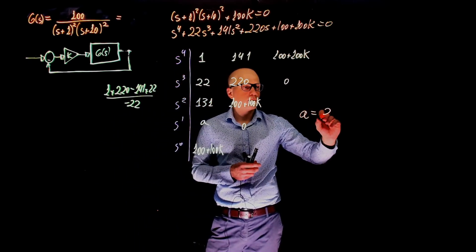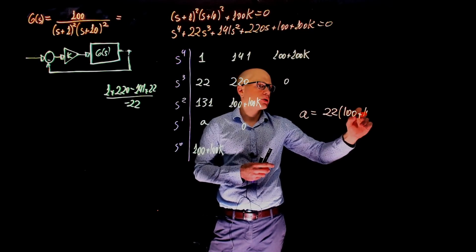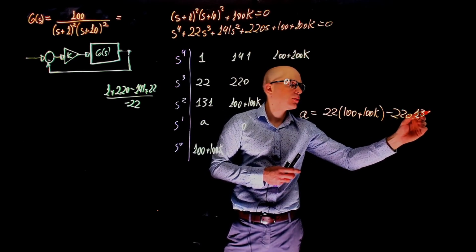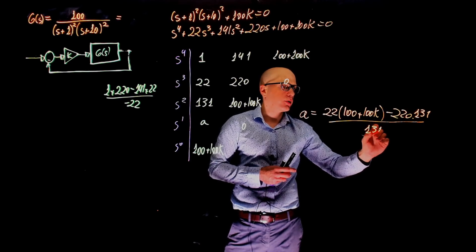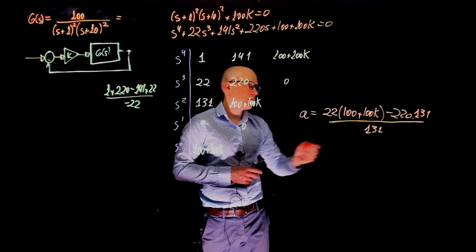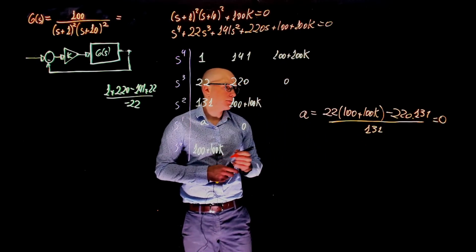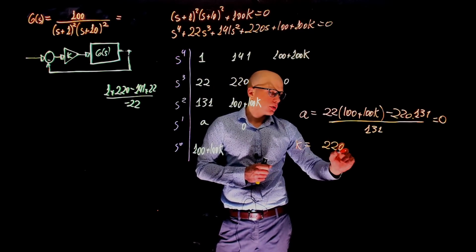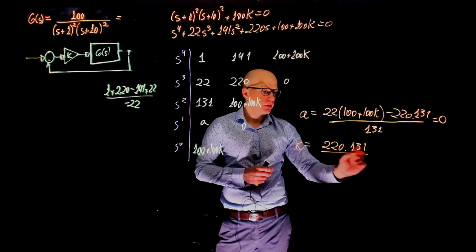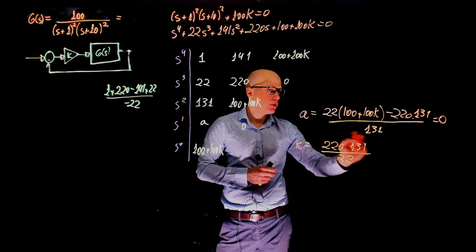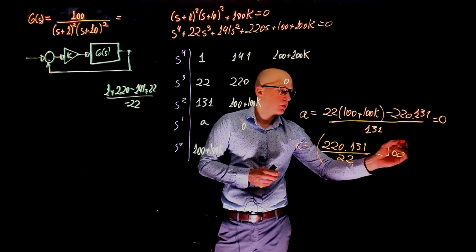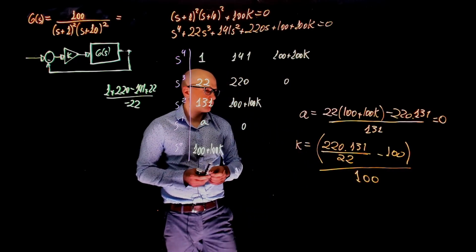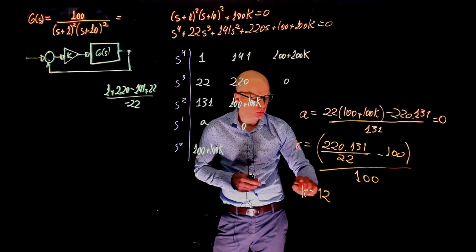A is 22 times (100 plus 100K) minus 220 times 131, divided by 131. We can now solve for K here. We can equate this to 0. So K is 220 times 131 divided by 22, minus 100, all divided by 100. And guess what? K equals 12.